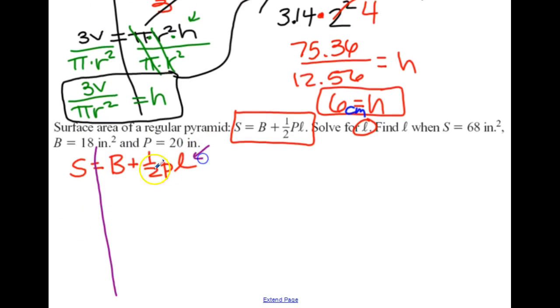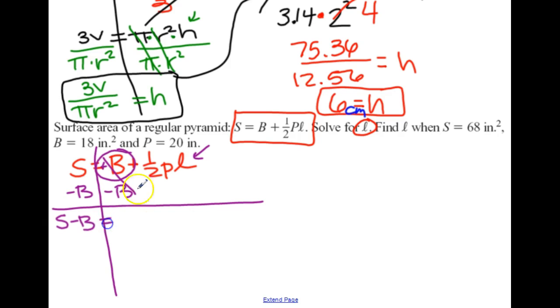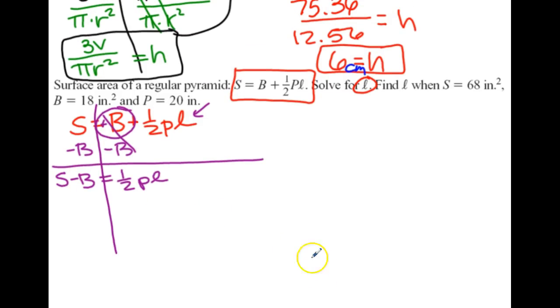If we want L by itself, well, let's get rid of this B that was added on. So I'm going to subtract B. I can't combine S and B. They're subtracted, S minus B. And then I'm left over with 1/2 PL. Now, I want L by itself. To get rid of that fraction, the opposite of multiplying by a fraction would be multiplying by its reciprocal, 2/1. We're multiplying this whole piece by 2/1.